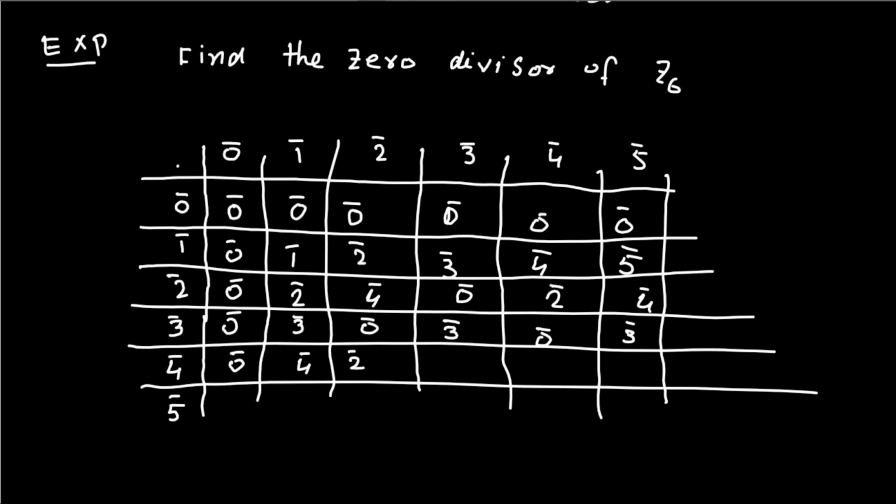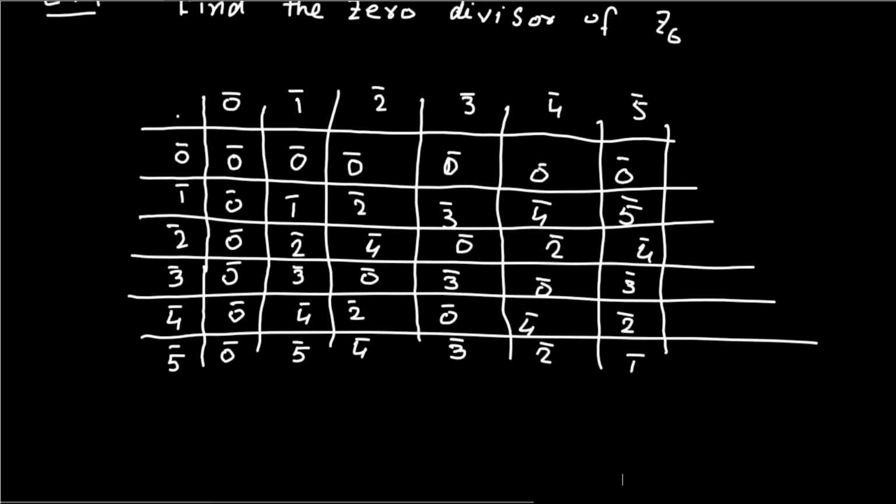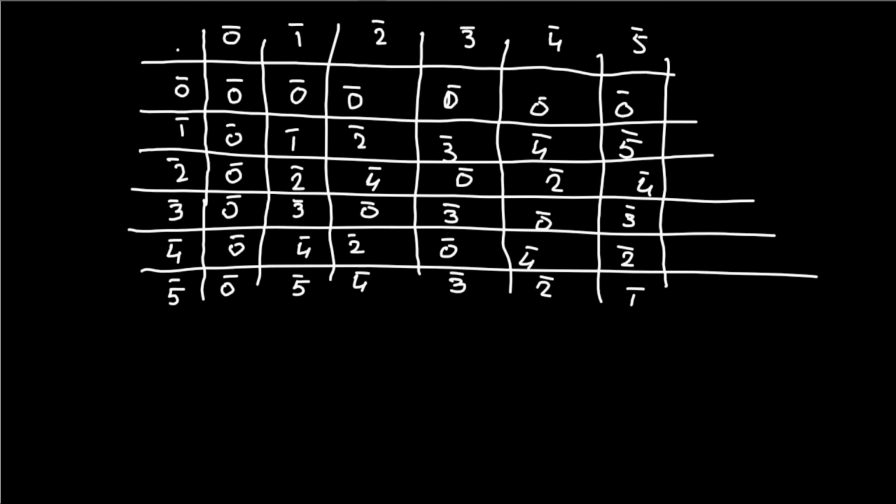Remember that when we talk about Z6, after multiplying we always write the remainder. Here we are writing the remainder after dividing by 6. Now 5 times 0 is 0, 5 times 1 is 5, 5 times 2 is 10, and after dividing by 6 the remainder will be 4. 5 times 3 is 15, and the remainder is 3. Similarly 5 times 4 is 20, and the remainder is 2. So this completes the table.